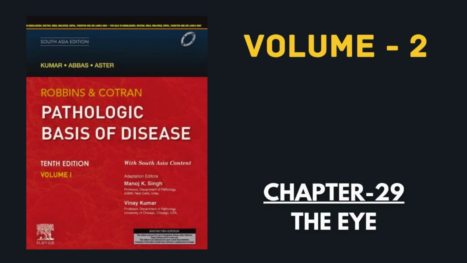Another key condition that attacks the optic nerve is optic neuritis. What is the most famous systemic association here? Optic neuritis is inflammation of the optic nerve, often linked to demyelinating diseases. It is frequently the first clinical manifestation of multiple sclerosis, or MS.